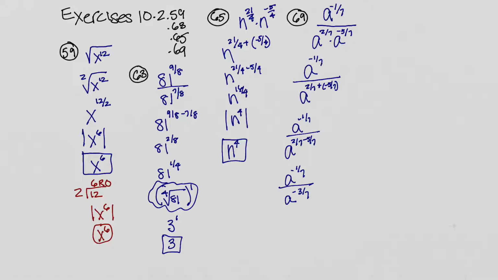And now we have a division, so we're going to subtract the exponent, top exponent minus the bottom exponent. So we are going to get a to the negative 1/7 minus negative 3/7. This is going to be a to the negative 1/7 plus 3/7. Now, negative 1 plus 3 is 2, so we'll get a to the 2/7. And we will conclude that that is the simplified form we're looking for.